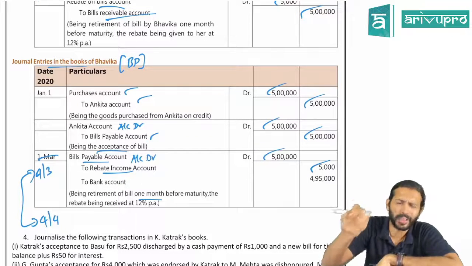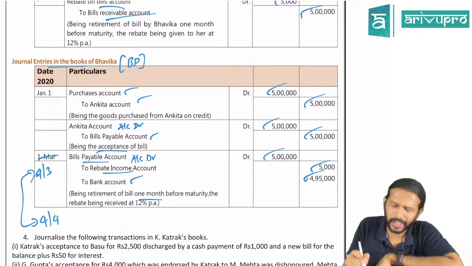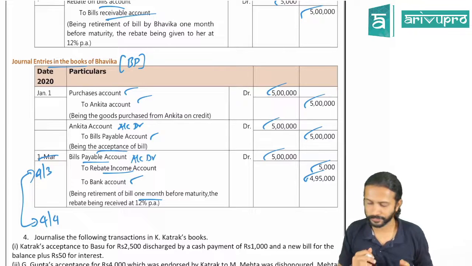How much money did you pay? Only 4,95,000. So credit bank account by 4,95,000.